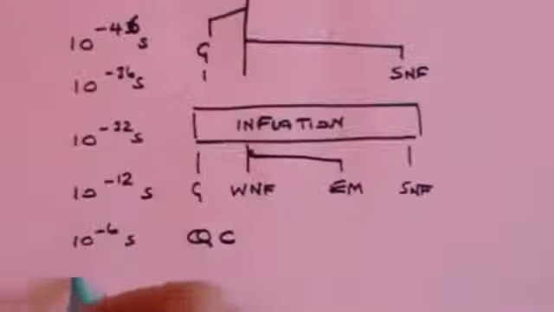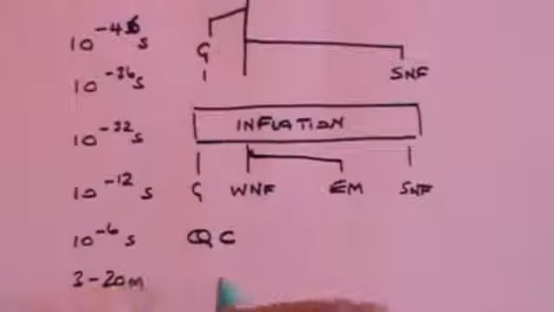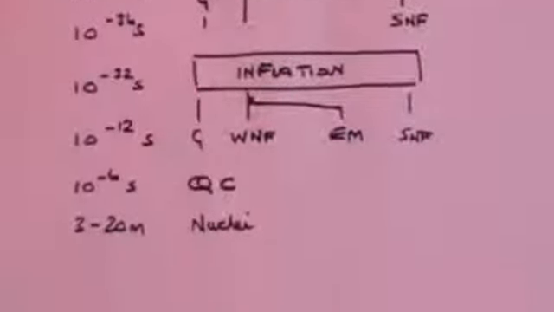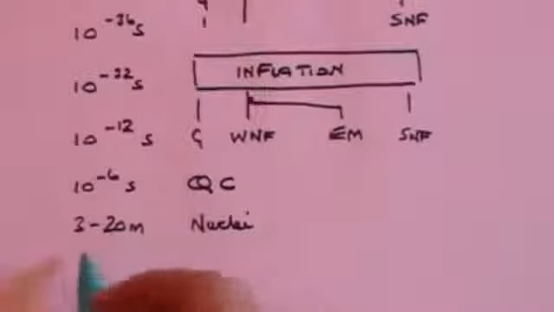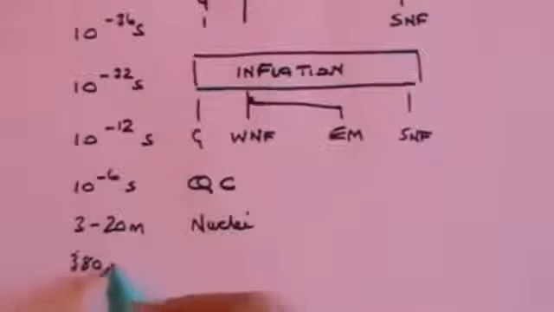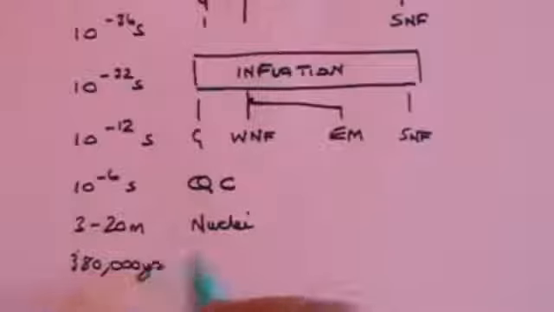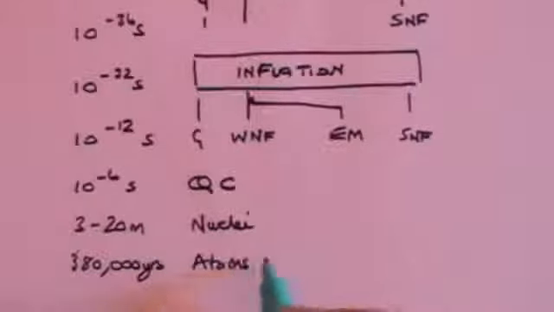Within 3 to 20 minutes, you have the basis of nuclei. In other words, protons and neutrons are coming together really only to form things like the hydrogen nuclei, the deuterium nuclei, and the helium nuclei. That's basically all you'd get. But it would take another 380,000 years before you got atoms.